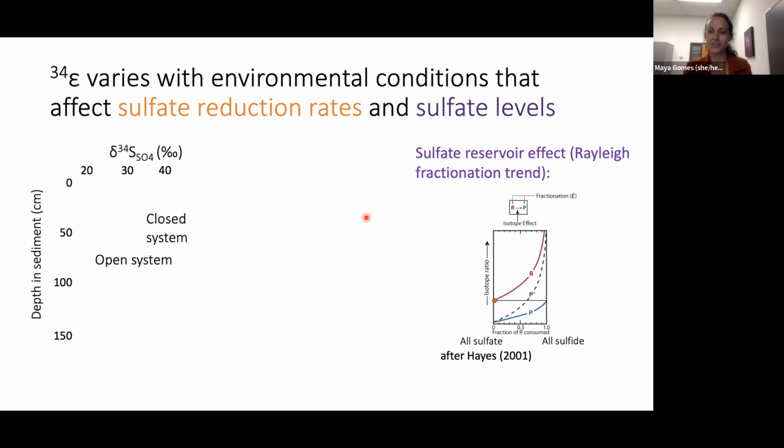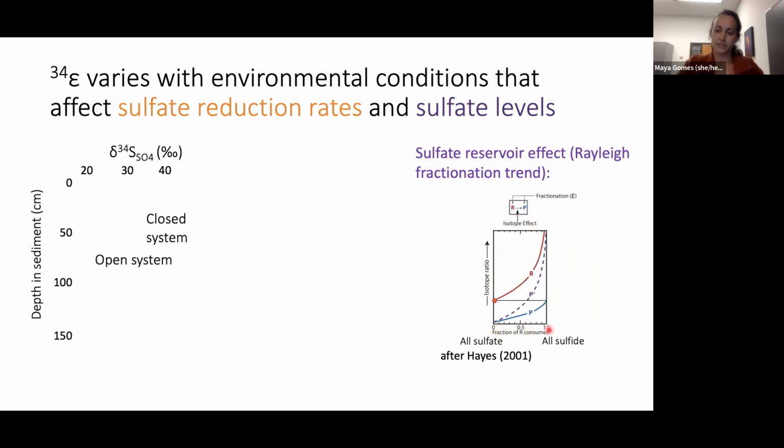The other thing to think about is the reservoir effect, which is described by a Rayleigh fractionation trend in a closed system. So everybody look at this side. I'm sorry about this stuff over here. This follows what's called the Rayleigh fractionation trend, and this plot shows you how this works. It shows the trajectory of isotope values of a reactant and a product in an irreversible reaction that carries an isotope effect. And it's showing you that isotopic evolution as the fraction of the reservoir of the reactant consumed goes from 0 to 1.